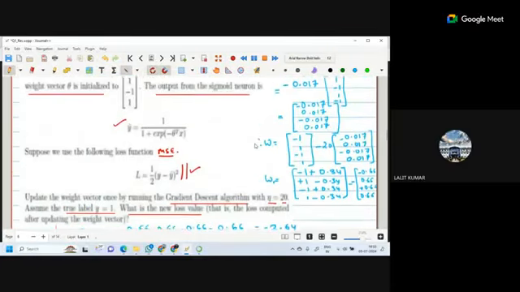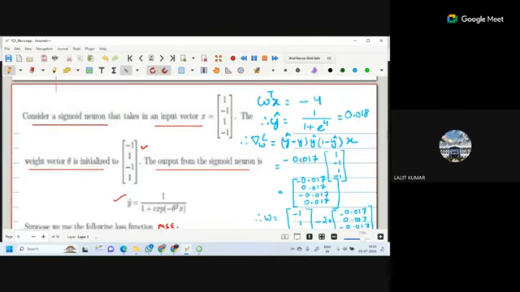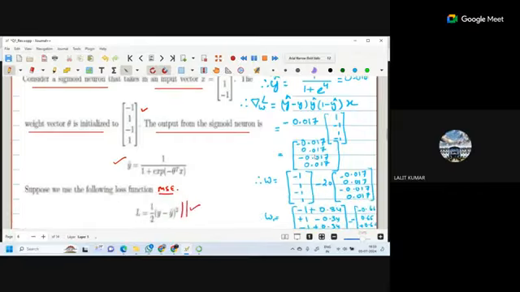Same I have done here. First I calculated w2x, which came minus 4, and y hat became 0.018. I calculated the gradient of loss with respect to w. So y hat minus y, y hat times (1 minus y hat) came minus 0.017 multiplied by x. I got delta w this.